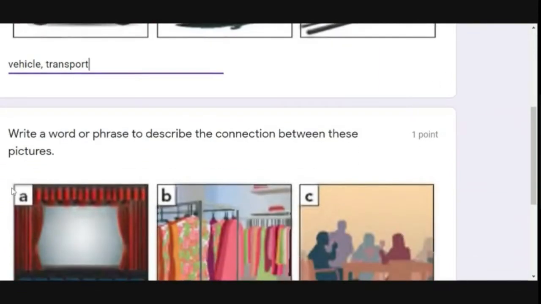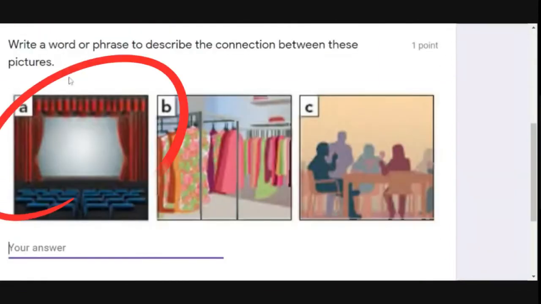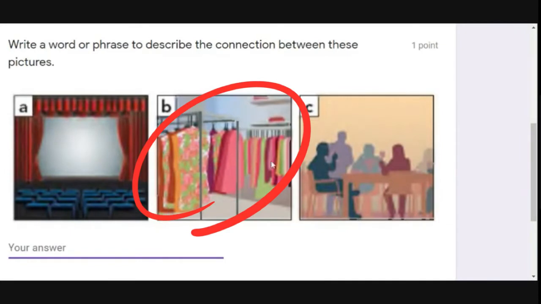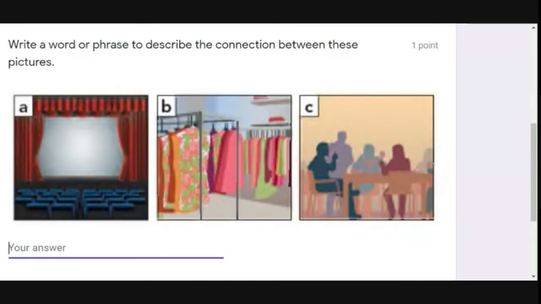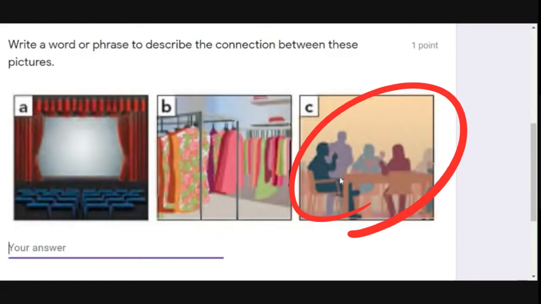Okay, now the next one. What is picture A? Theater. A theater, yes. What about B? What is this? Clothing. Clothing store, yes. Shop, okay. Fashion shop, right? Okay. Then C? Maybe a cafe. A cafe, yeah. You see people holding cups, so it may be cafe, a coffee shop, or a restaurant.